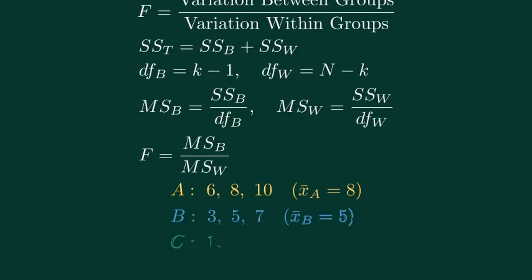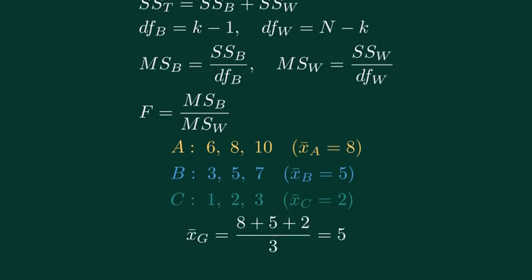Now, let's walk through a simple example with three fertilizers. Group A is 6, 8, 10. Group B is 3, 5, 7. Group C is 1, 2, 3. Each group has 3 plants. The grand mean is the average of the group means. 8 plus 5 plus 2 divided by 3 gives 5.